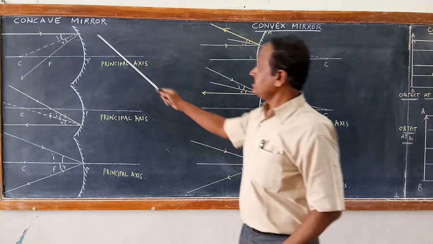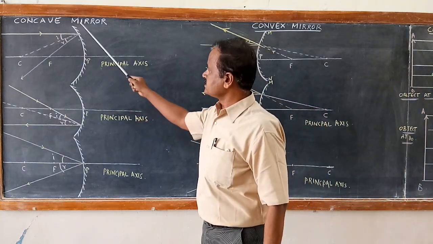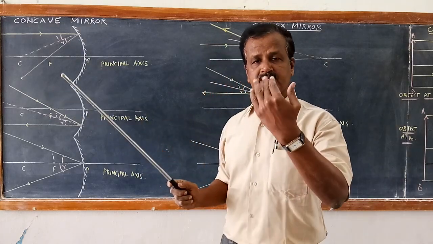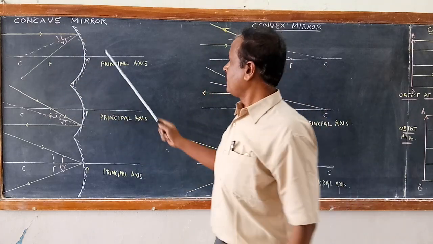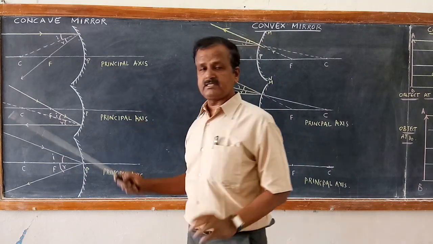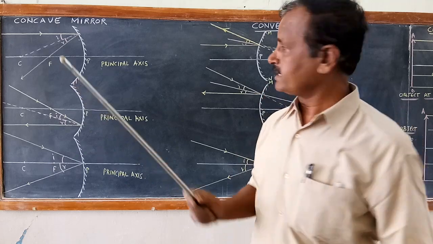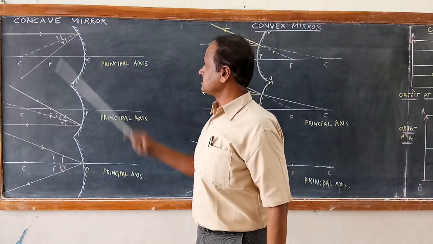See, a concave mirror is drawn with its reflecting surface bulged inside. The reflecting surface is bulged inside. And you see, the non-reflecting surface is shown as a shaded part.